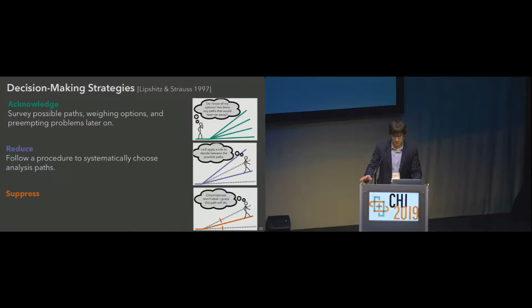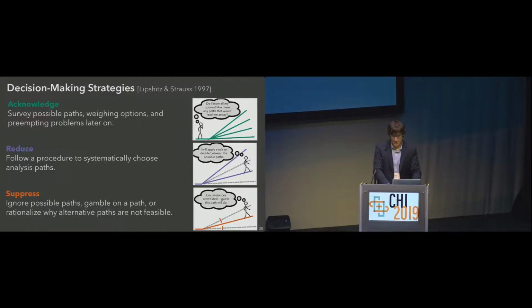One strategy researchers can use to choose among possible analysis paths is to reduce uncertainty. They might follow a set of rules or procedures in order to systematically select what they believe to be a reasonable analysis. For example, by using inclusion criteria to scope their literature review. This kind of thinking is necessary in order to produce a result, but researchers really have to be cautious because not all instances of the reduction strategy are equally justified.